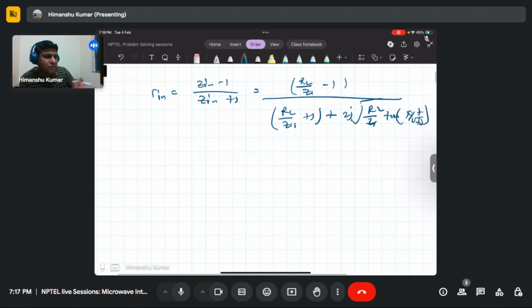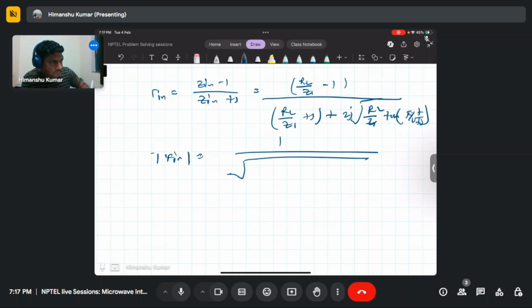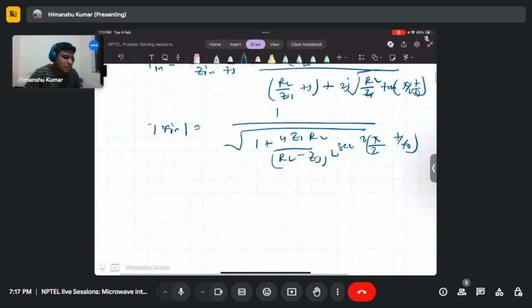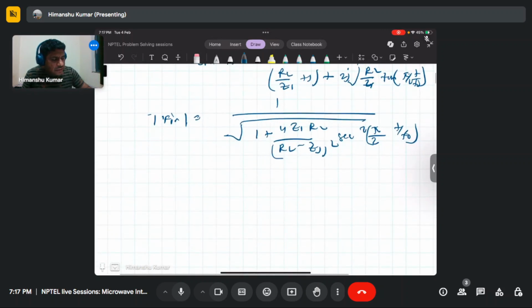And if you take the magnitude of this, you will find that the magnitude of the reflection coefficient is 1 by square root of 1 plus 4 times Z1 RL by (RL minus Z1) whole squared sec squared of pi by 2 f by f naught. Now you can plot this reflection coefficient versus f, or you can call this term theta also, so you can plot the reflection coefficient versus theta also.